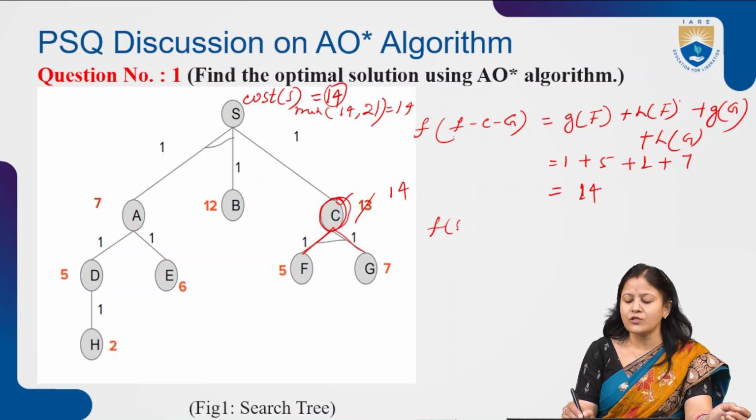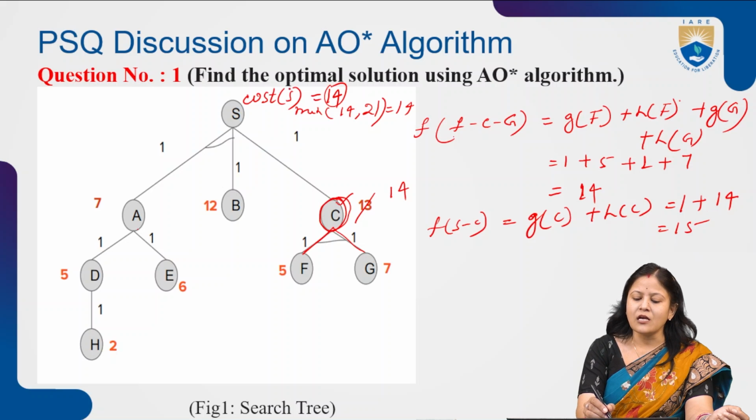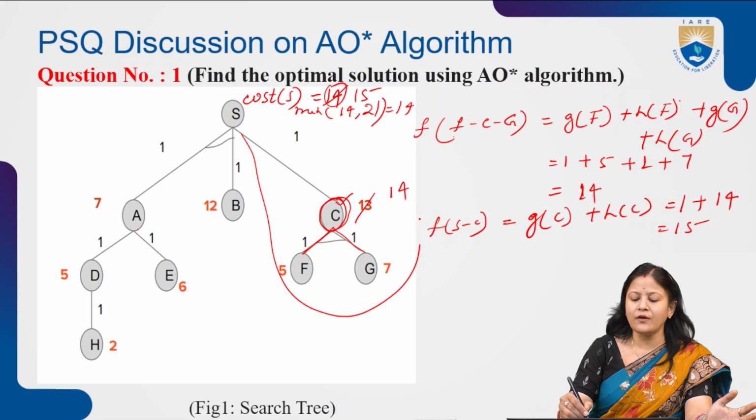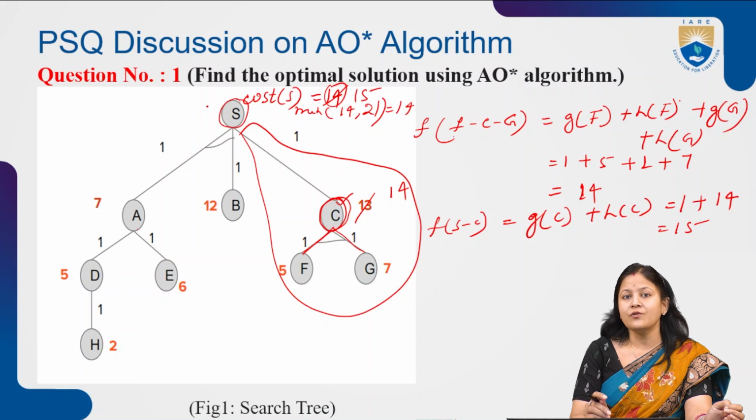So what would be the cost of FC? Once again we'll find it with the new heuristic value of C, so it would be G of C plus H of C. So what is G of C? It is 1. But H of C now is 14. So 14 plus 1 becomes 15 now. Now 15 means the cost of S has been changed to 15, not 14. I hope you have understood. From this side we have completely explored, and we got the cost of S as 15.